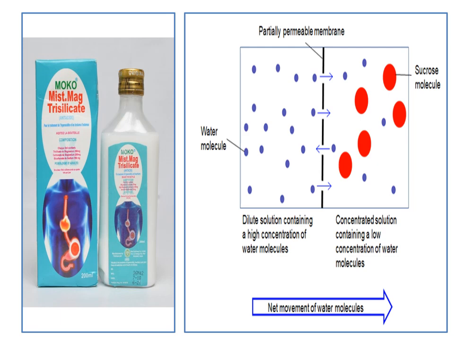from a region of low solute concentration to a region of high solute concentration. As you can see on the left side of the screen in the image, you have water molecules moving from one particular region to another region. The region where the net movement is occurring is a region where we have a lot of solute present. So this is typically how laxatives tend to work.